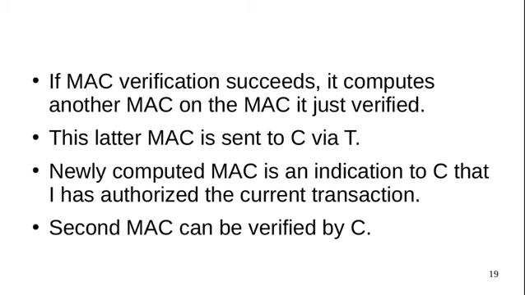MAC is nothing but message authentication code. So if the verification is successful, the issuer will compute another message authentication code on the one it just verified. This later MAC is sent to the card via terminal T. The newly computed MAC is an indication to C that the issuer I has authorized the current transaction. Now the second MAC can be verified by C.